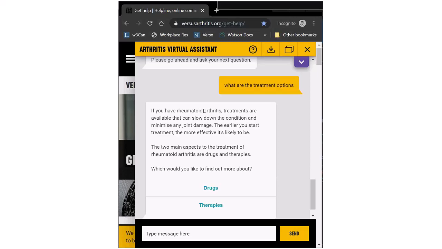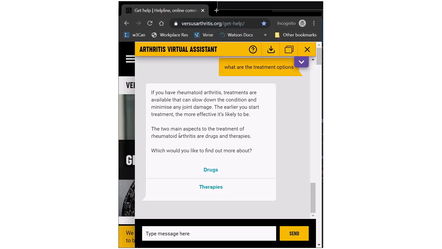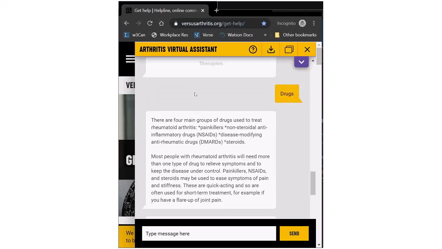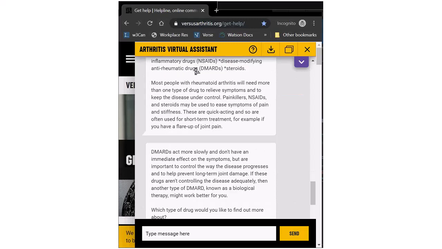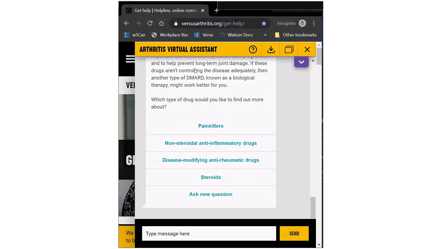In this case, I can jump directly to an answer, and it's saying, well, there's a few different treatment options. You want to learn a little bit more about drugs or therapy. We create buttons that will help guide a user to get to an answer quicker, knowing the types of responses they're likely to provide. So if I say drugs, it'll provide me a little bit more about them, and I can go a little bit deeper there as well.